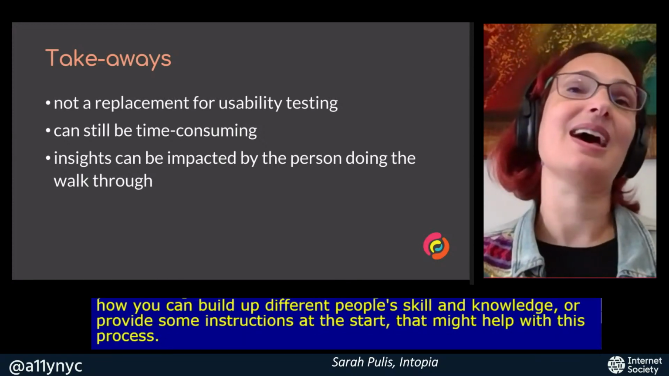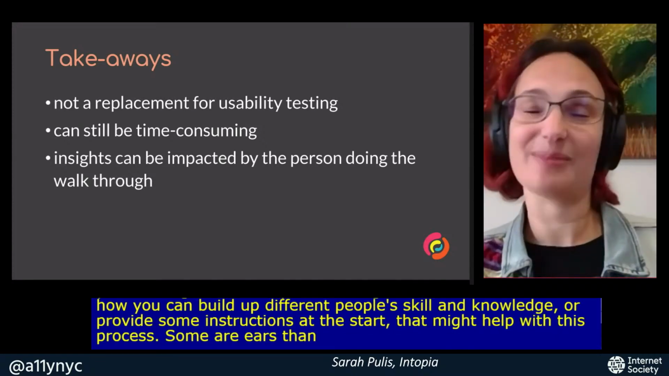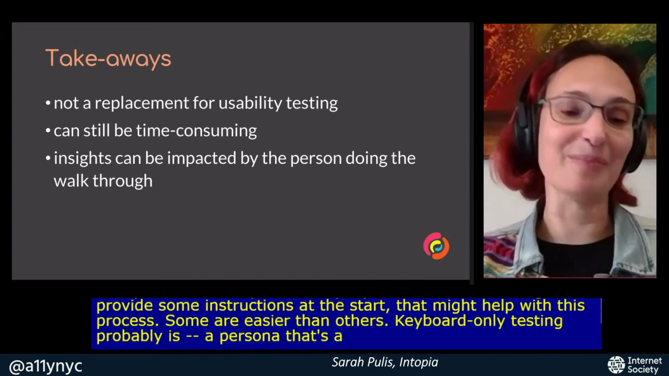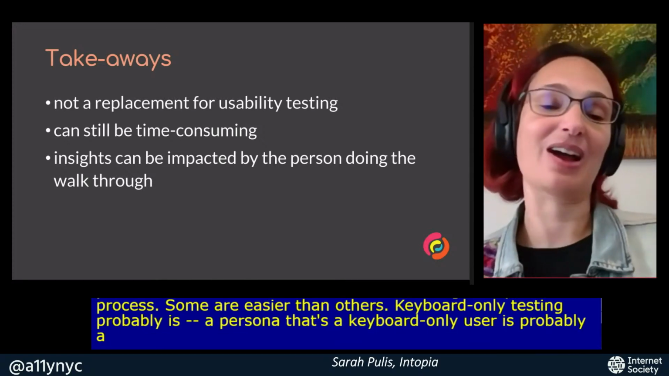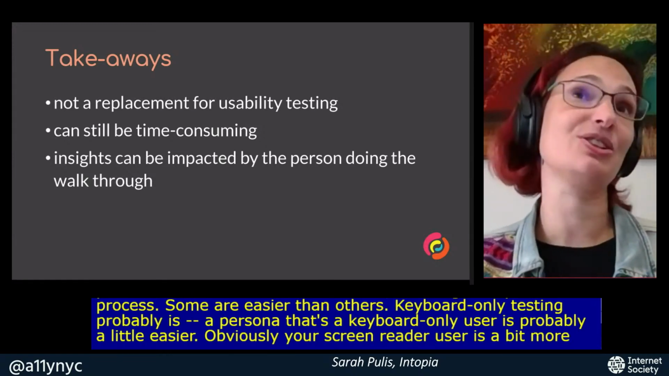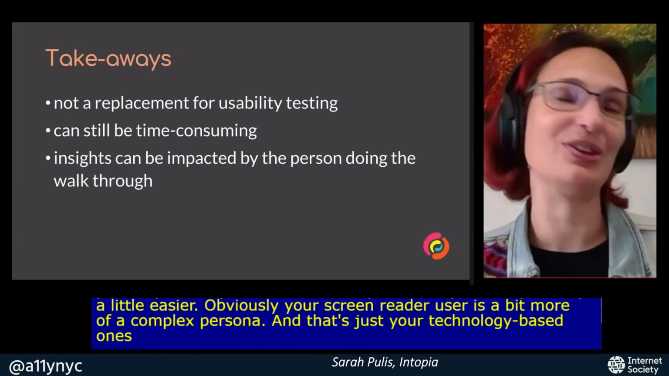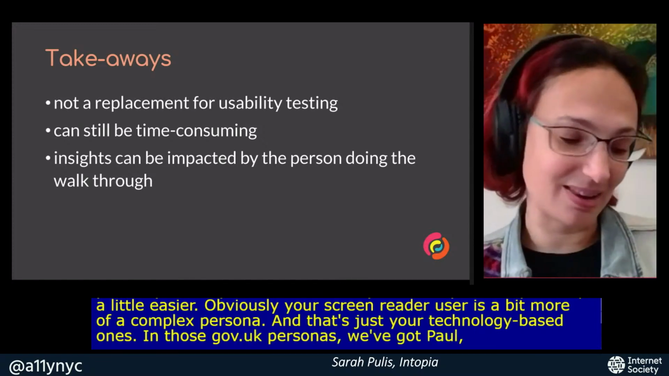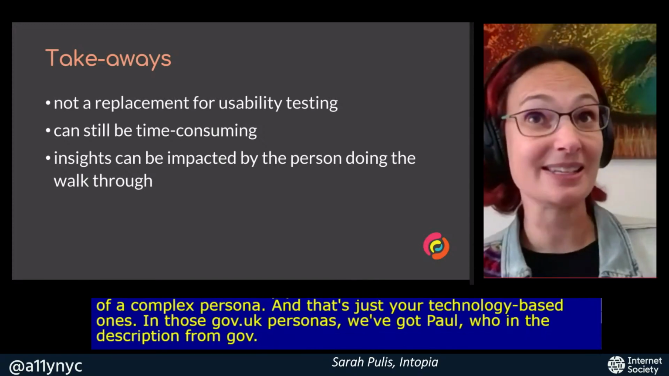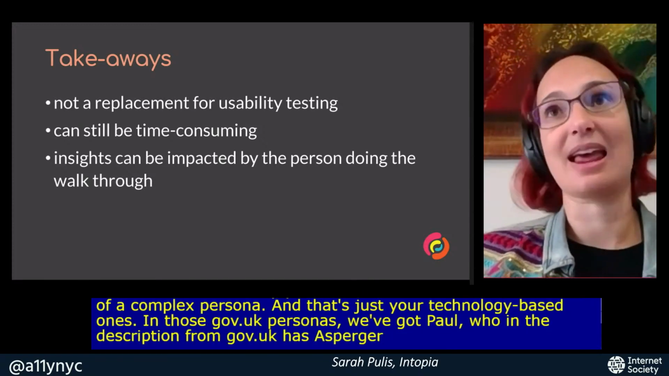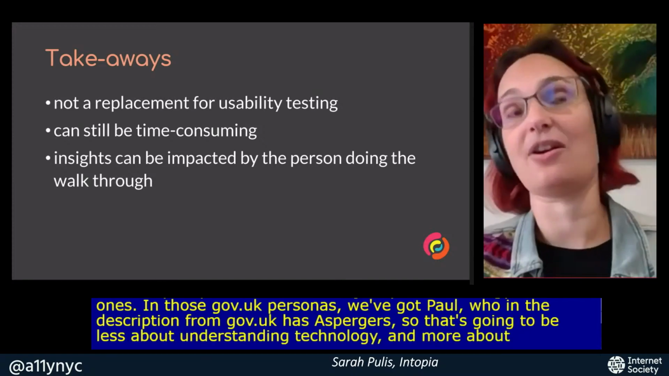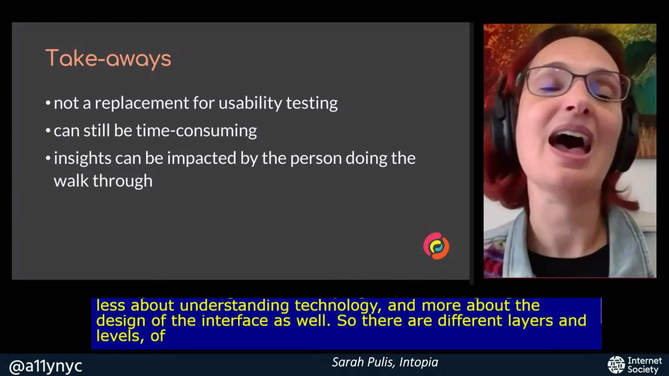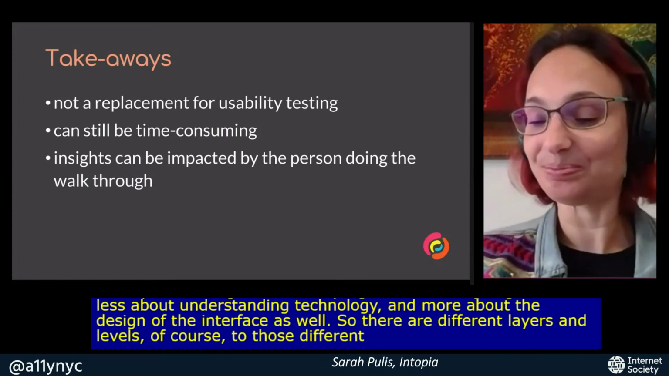Some are easier than others. Keyboard only testing, as in a persona that's a keyboard only user, is probably a little bit easier. Obviously, your screen reader user is a bit more of a complex persona, and that's just your technology-based ones. In those gov.uk personas, we've got Paul, who in the description from gov.uk has Asperger's. So that's going to be less about understanding technology and more about the design of the interface as well. So there are different layers and levels, of course, to those different personas, and understanding that as well.